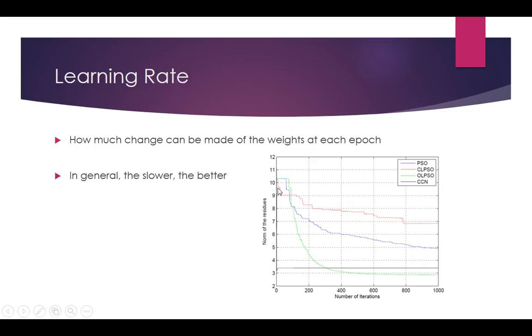For example, if you see in this plot, if you look at the red curve, it starts learning very fast, but it ends up in a non-optimal position. But if you think about the green curve, it takes some time to start improving, but it gives you a better performance.